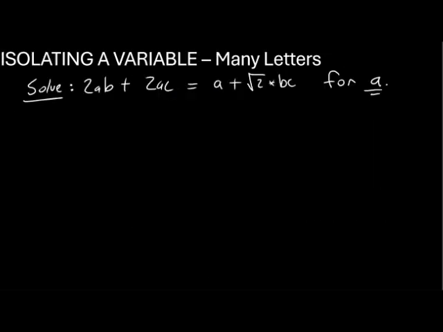Here we have 2ab plus 2ac equals a plus square root 2 times bc. Although this looks much more complicated than our previous example, this is still only a linear equation because all of the instances of a, which we're trying to solve for, are first power.